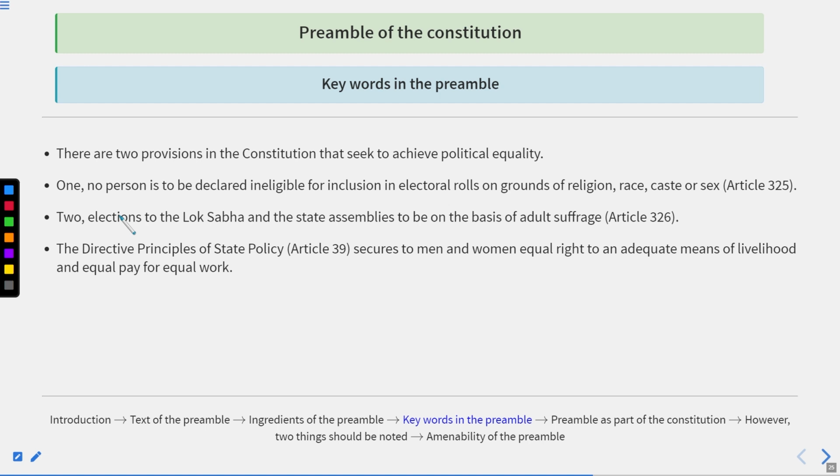There are two provisions in the Constitution that seek to achieve political equality. One, no person is to be declared ineligible for inclusion in electoral rolls on grounds of religion, race, caste, or sex. Article 325. Two, elections to the Lok Sabha and state assemblies are to be based on adult suffrage. Article 326. The directive principle of state policy, Article 39, secures to men and women equal rights to an adequate means of livelihood and equal pay for equal work.